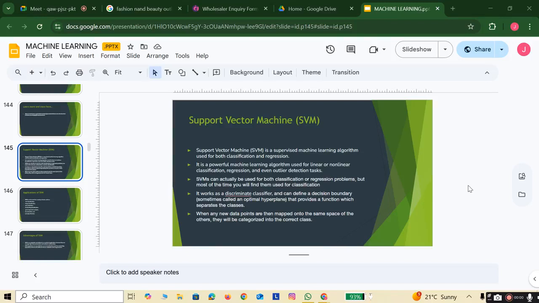Support vector machine. This is a supervised machine learning algorithm used for both classification and regression. It is a powerful machine learning algorithm used for linear or nonlinear classification, regression, and even outlier detection tasks. Why should someone choose support vector over k-nearest neighbor or logistic regression when you want to classify?